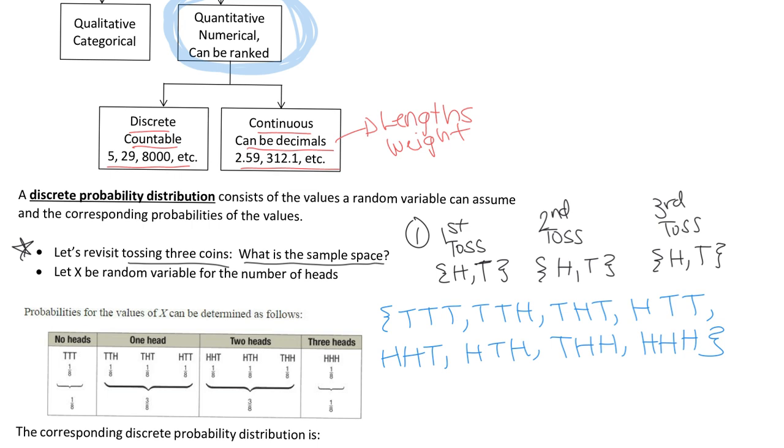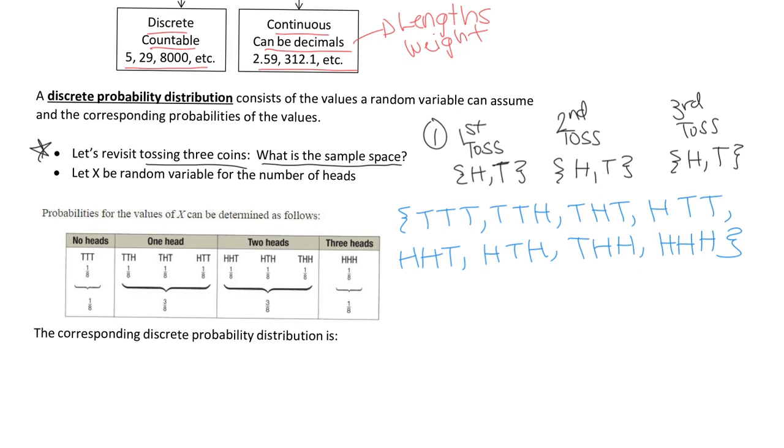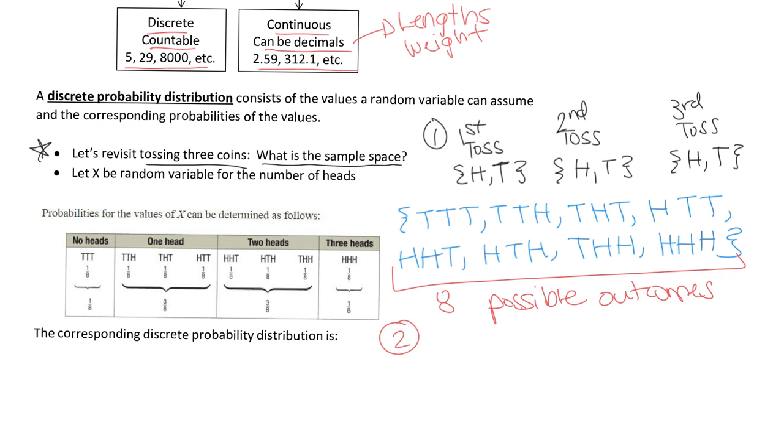What we can do with this is count how many outcomes there are. There are 8 possible outcomes. All of us, if we did this, would have to get one of these outcomes. Now, we can group them. Here it says, let X be a random variable for the number of heads. Now we're going to group them by the number of heads.